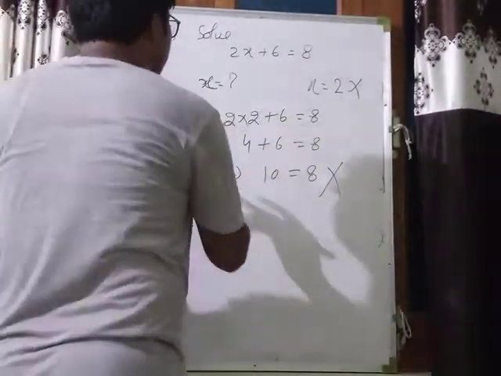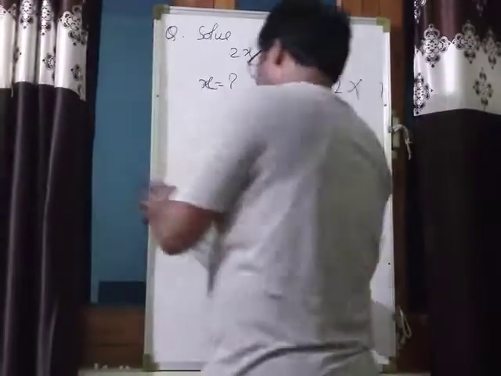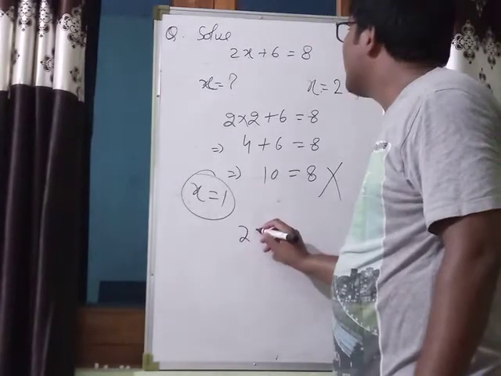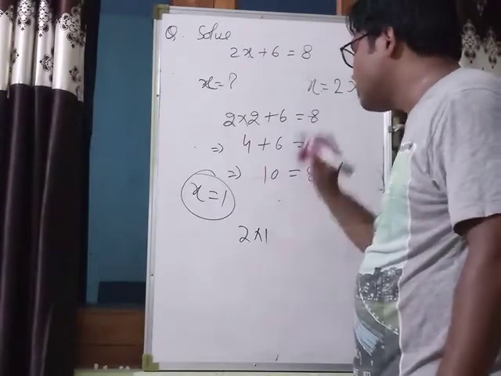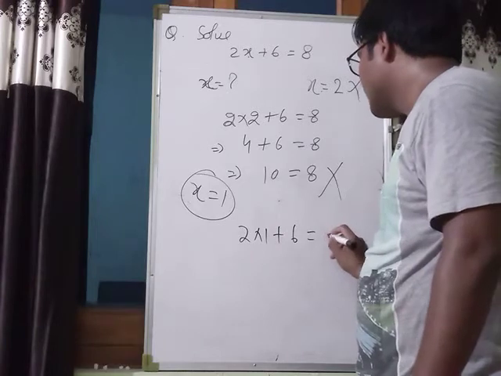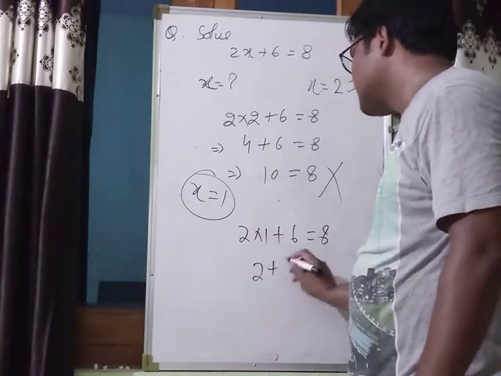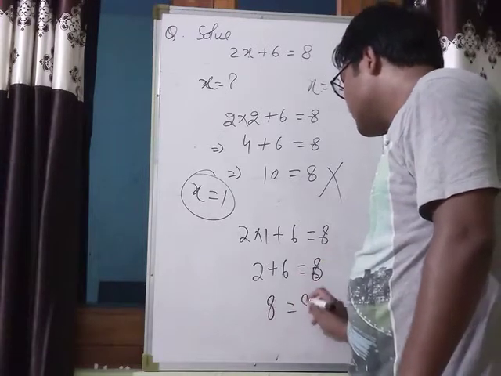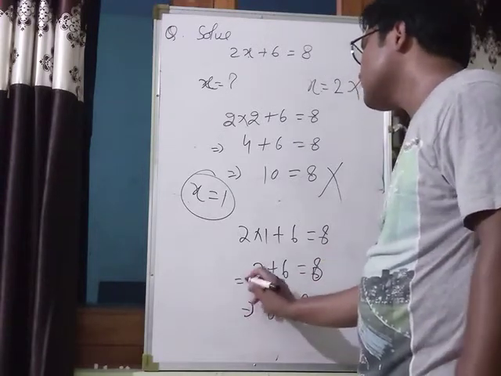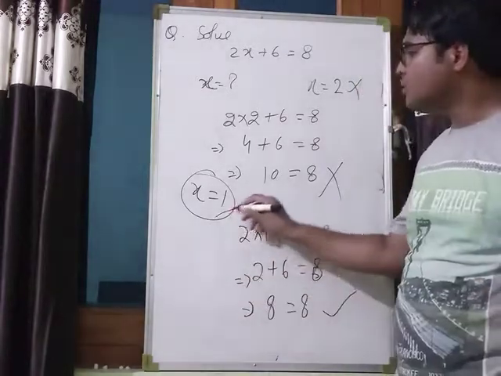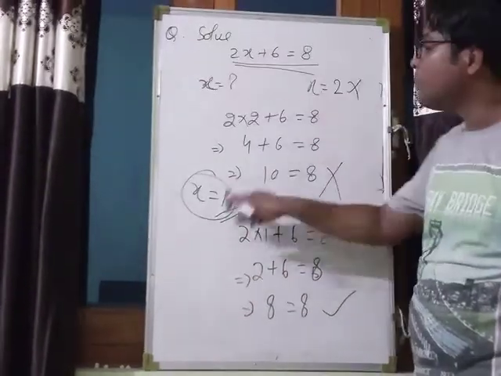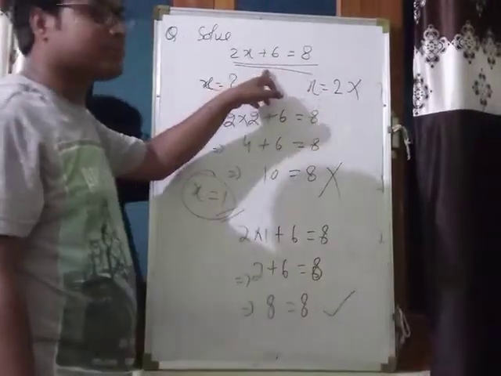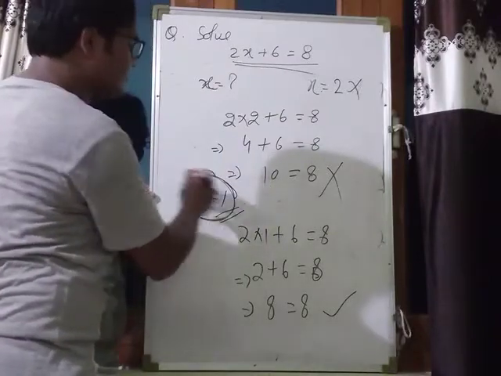Now check whether x is equal to 1 is its solution or not. X is equal to 1. Check that. At the place of x we will put 1: 2 times 1 is 2, plus 6, that is equal to 8. 2 plus 6 is 8, equal to 8. This is correct. Clearly x is equal to 1 satisfies this equation. It makes left side and right side equal. That's why the solution of this equation is x is equal to 1.